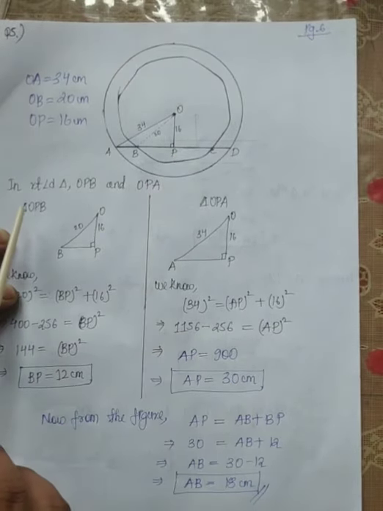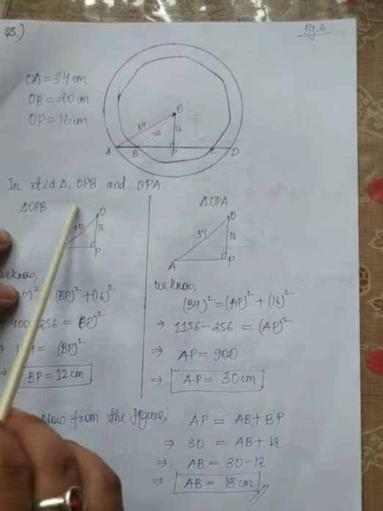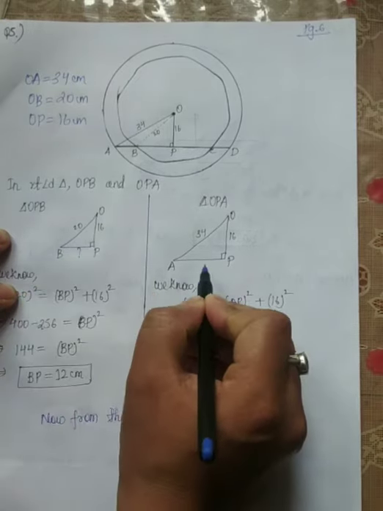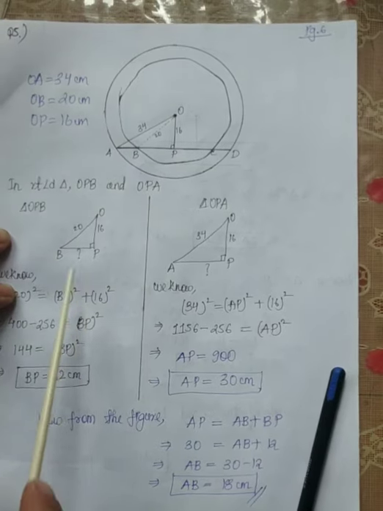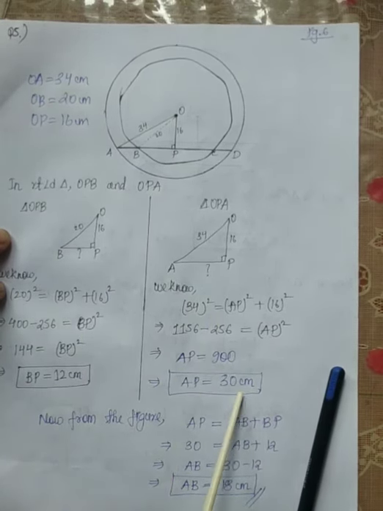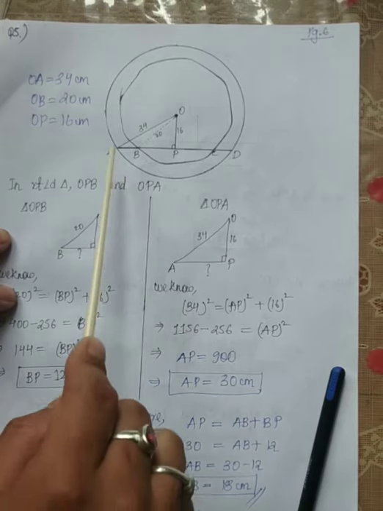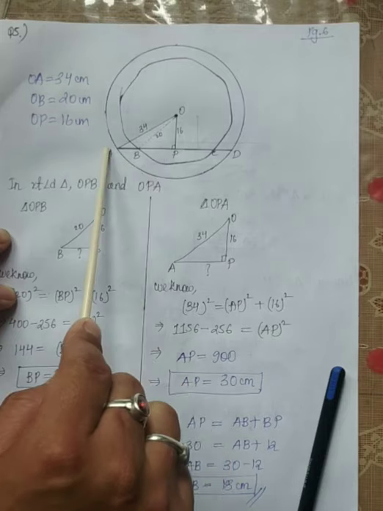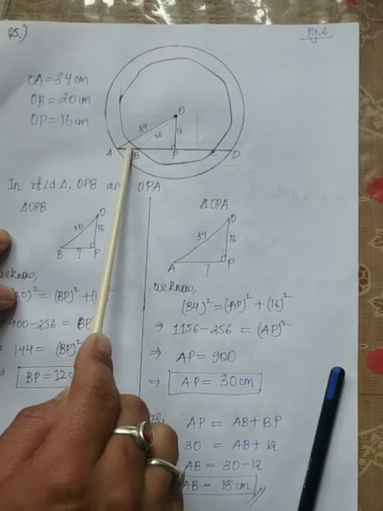So please write down OPA, OPB. This is the smaller right angle triangle, and OPA is the bigger right angle triangle. From this, I'll find the length of BP and AP. So let's look at the calculation. The length of BP is 12, the length of AP is 30. Right? From here to here it is 30, from here to here it is 12. So if I subtract, then I'll be getting the length of AB.